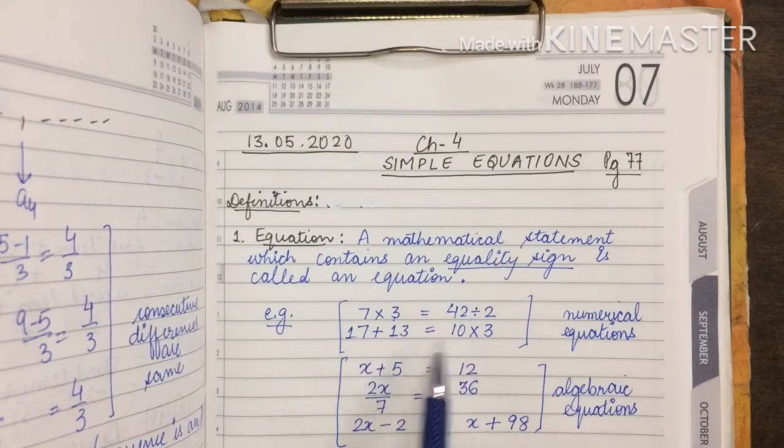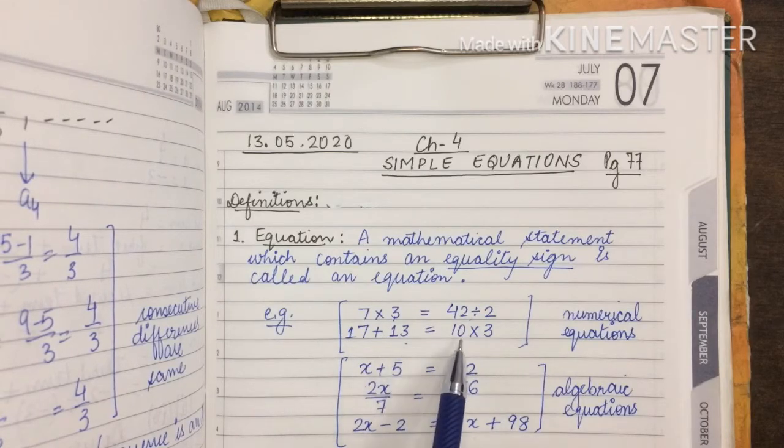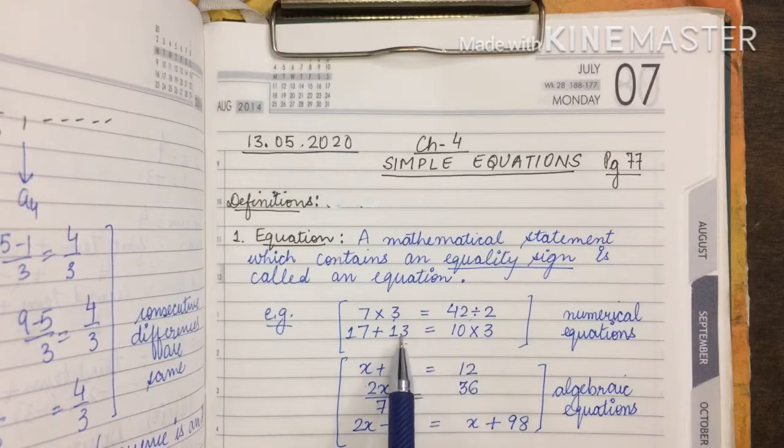Same goes for the second example. 17 plus 13 becomes 30. 10 into 3 is also 30. So the two answers are equal. We can put equality sign.